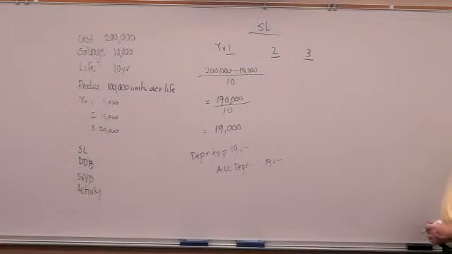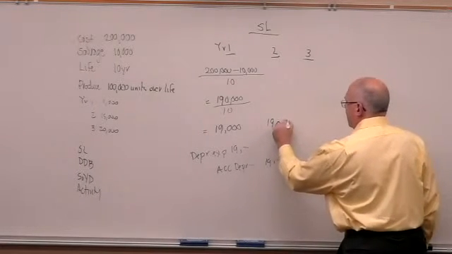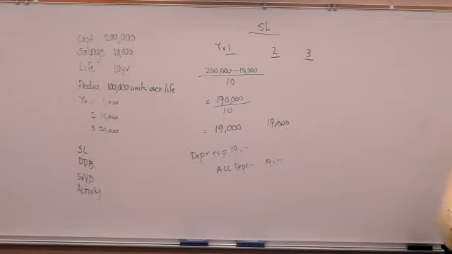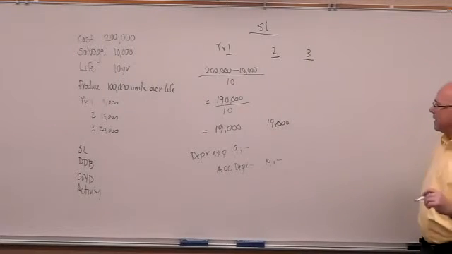How about year two? Any other choices? The same straight line, so it would be 19,000. It's the same amount every year. So year three, 19,000. Same.